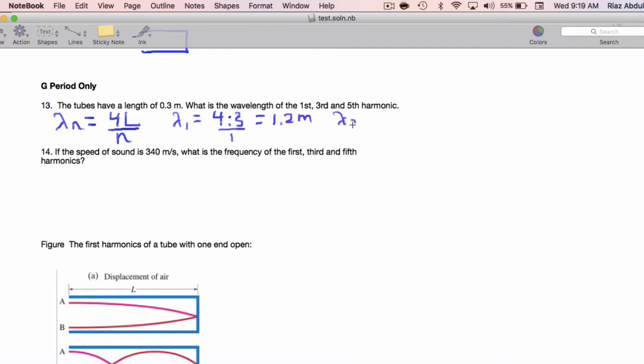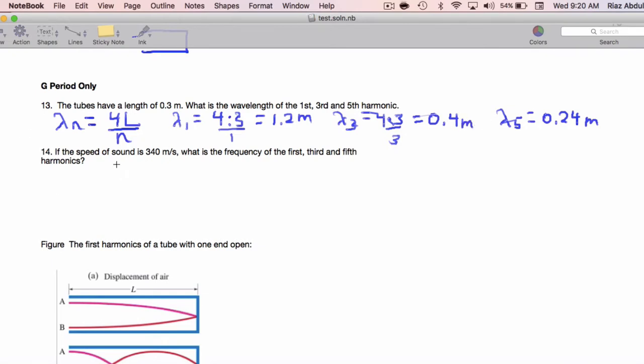Similarly, for lambda 3, that's going to be 4 times 0.3 divided by 3. And when we actually figure that one out, it's going to be 0.4. And then when you get lambda 5, I'm just going to go ahead and write out the answer. You know how to multiply. I got 0.24. So you may know how to multiply. Double check my number and make sure that I got that right. And then the speed of sound is going to be 340.